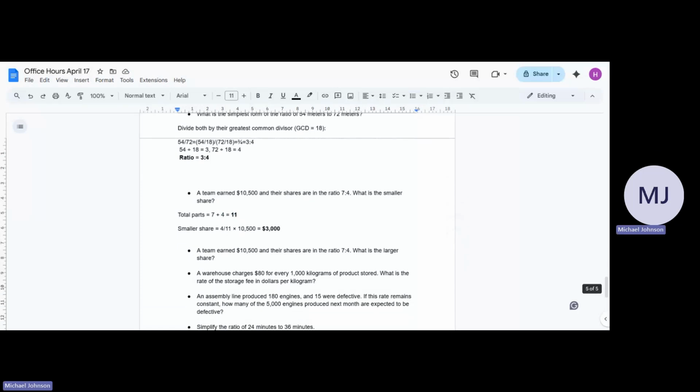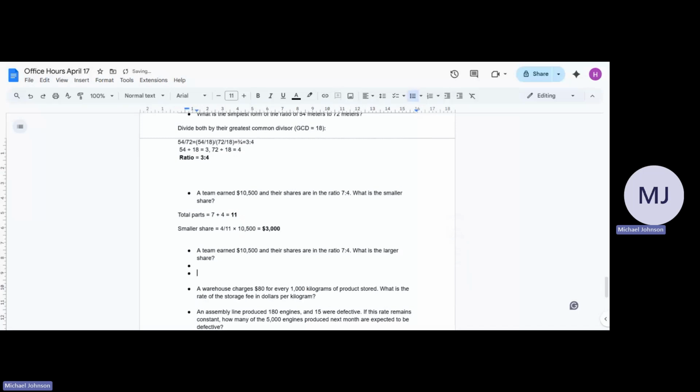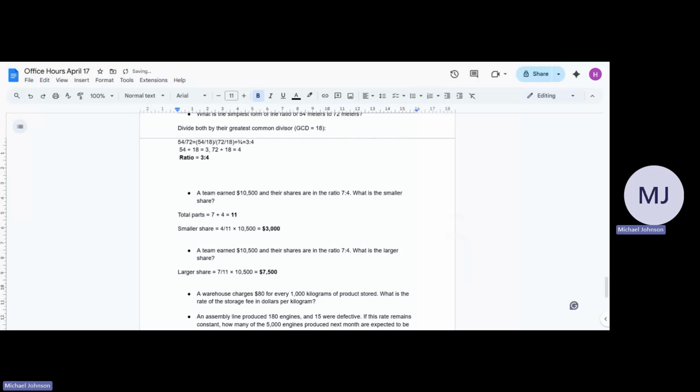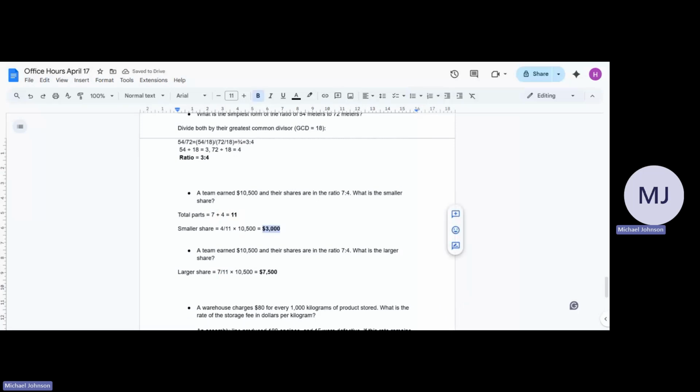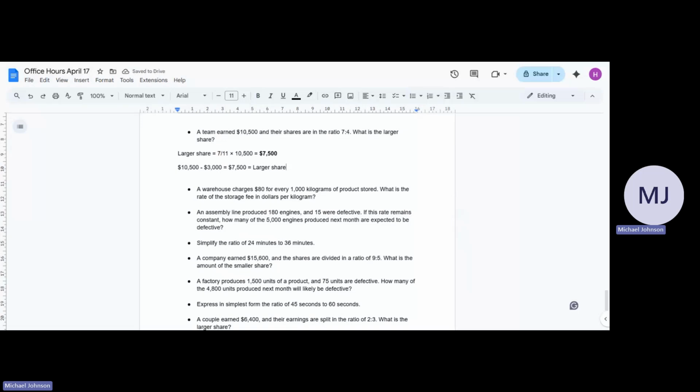And then the next one, there's two ways to get the next one, because it's just the other side of this. So a team earned $10,500 and their shares are in the ratio of 7-4. What is the largest share? You can do largest share equals 7 divided by the 11 times 10,500 equals 7,500. Also, you could take the 3,000 from the last question, do 10,500 minus 3,000, and then you get 7,500. So there's two ways to do it to get the right answer. So that's how you do that one.